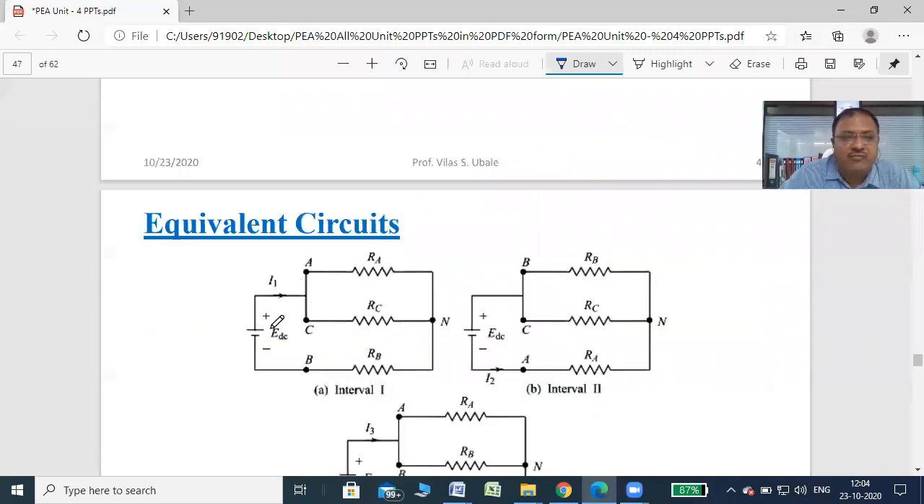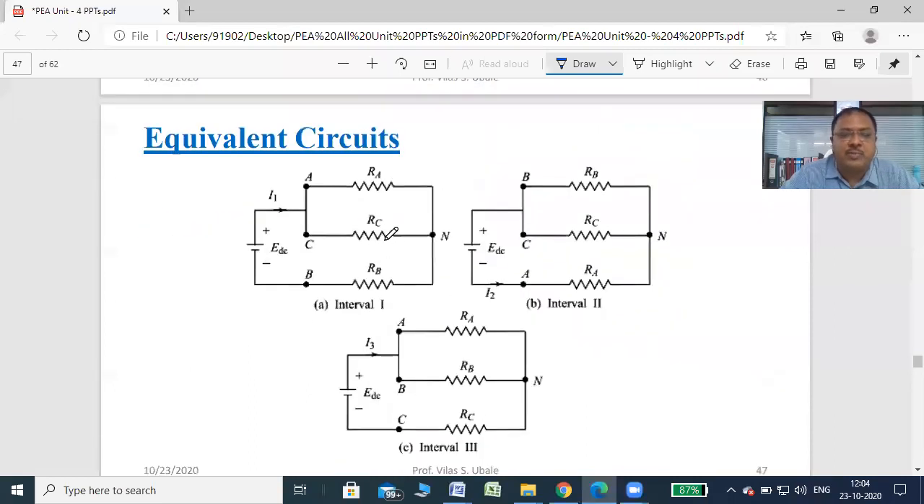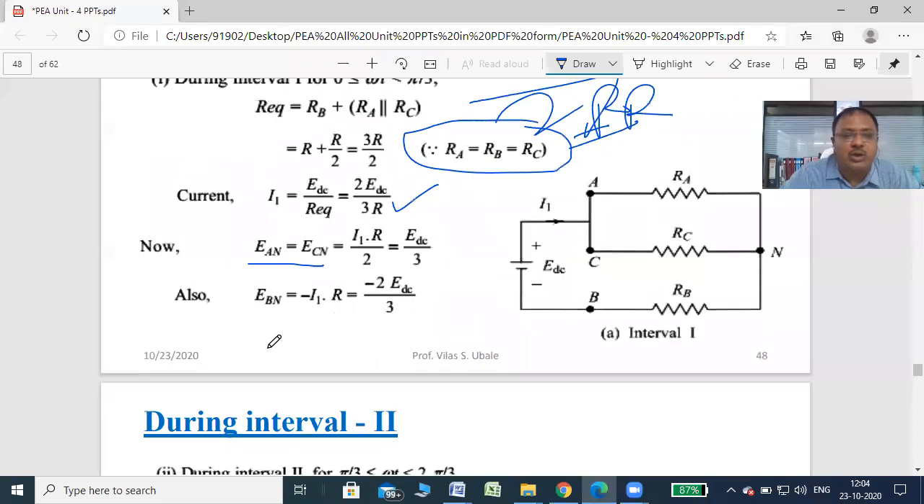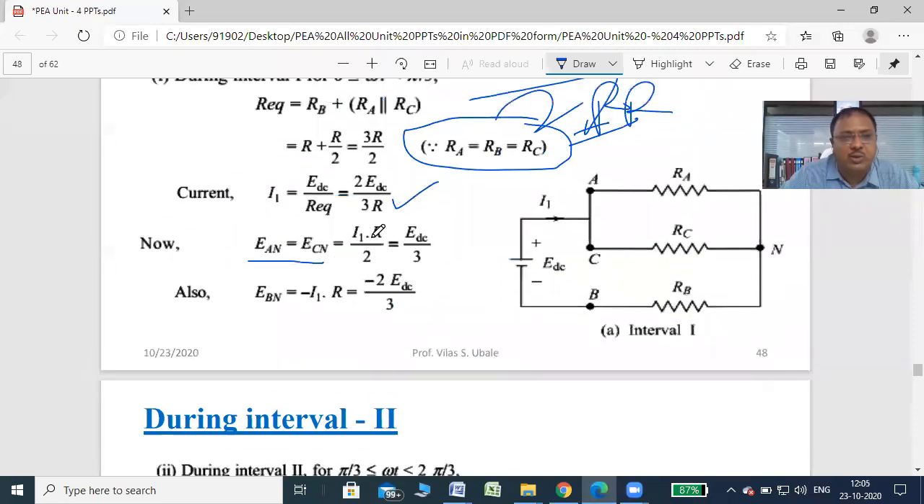Current I1 is divided into two branches, this RA and RC. If we consider RA equal to RC, it is a parallel combination, so the parallel combination is R by 2. So the voltage EAN equal to ECN equal to I1 into R equivalent, you can say RA parallel RC, that is equal to R by 2. So EAN, ECN equal to EDC by 3.